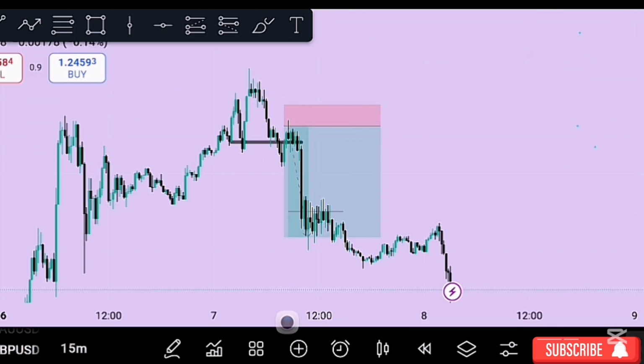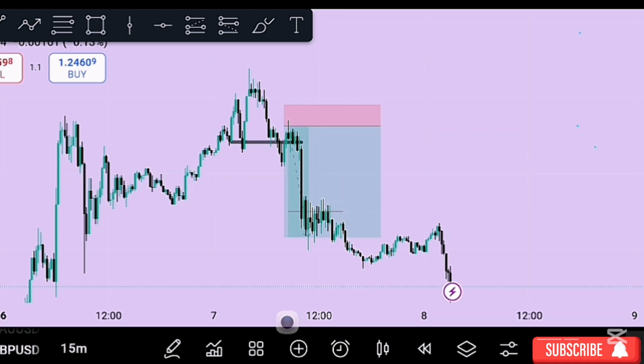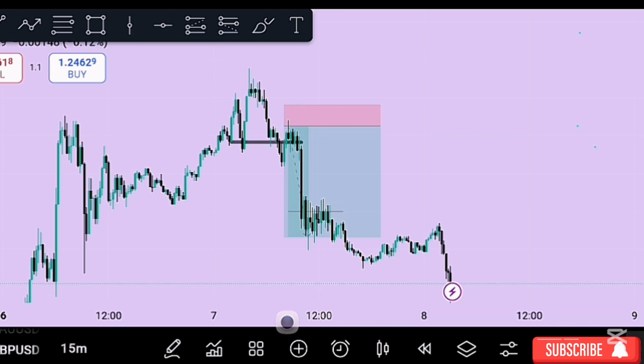Hello folks, this is exactly how I enter my trade every single time I take a trade. This entry strategy is one of the easiest and most reliable entry strategies you can ever see out there. It only involves a few steps and you're good to go.